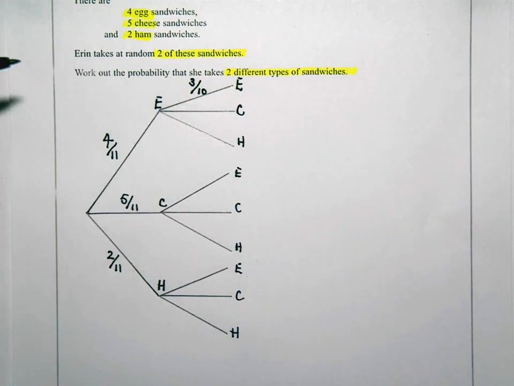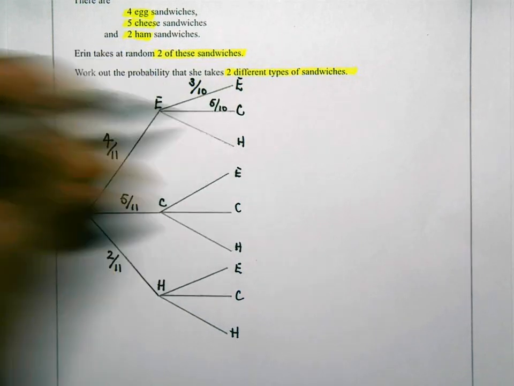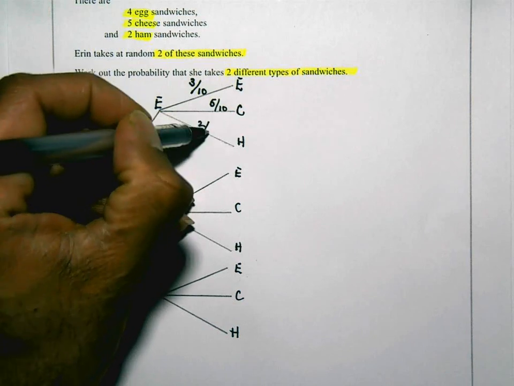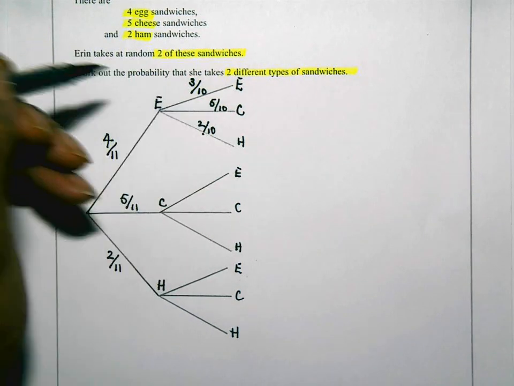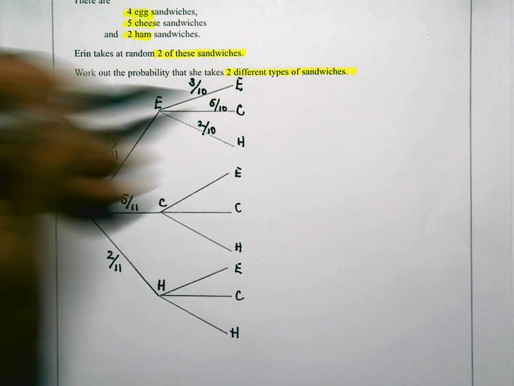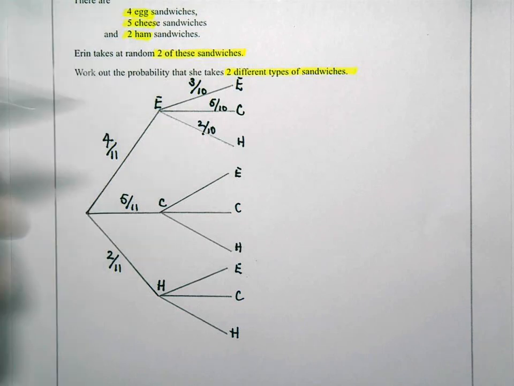For cheese sandwiches, it's going to be 5 out of 10, and for ham, in this case, it'll be 2 out of 10. And just check that. 3 add 5 is, sorry, 8. 8 add 2 is 10. So that's 10 out of 10. They all 3 add up to 1.